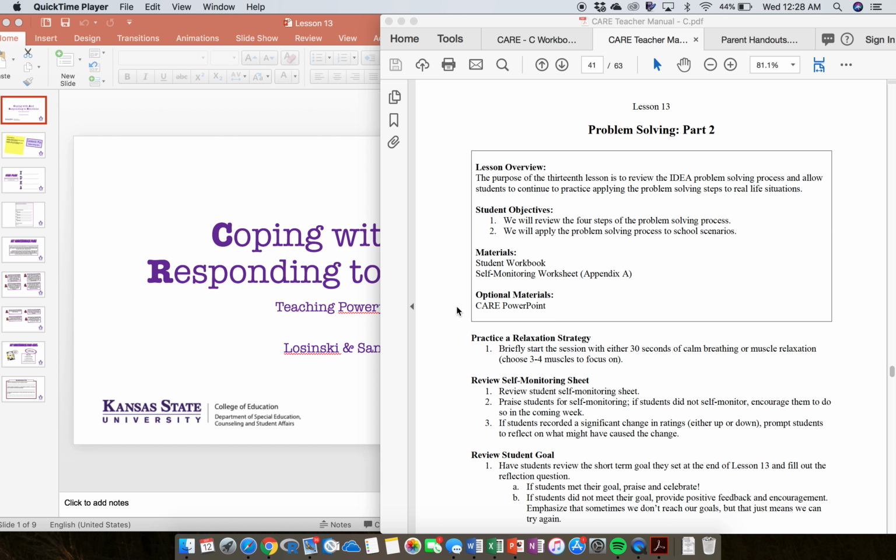So if you look at the lesson plan in the teacher manual, you can see the only thing that you will need for this lesson is the student workbook and that self-monitoring worksheet students have been filling out, just like all of our previous lessons.